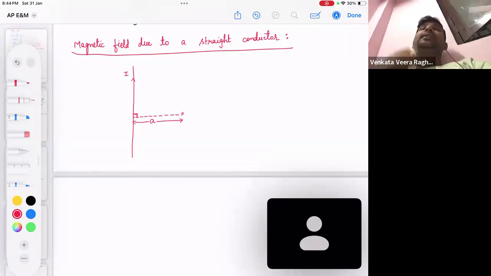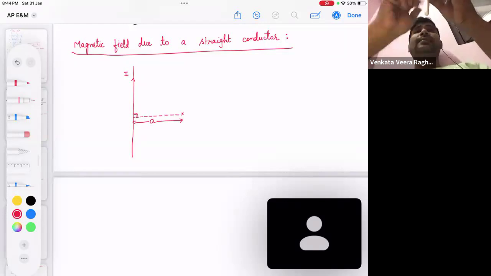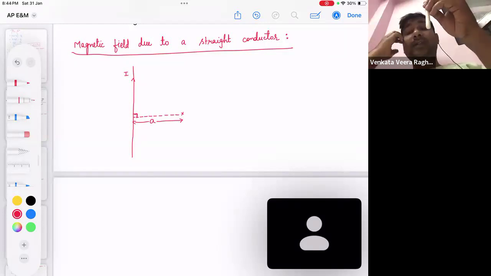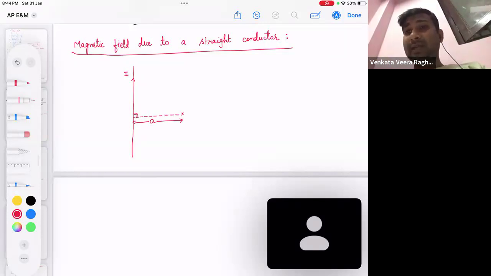Let's say this is a straight conductor having current in this direction. There is a point at a distance a from the wire. This a is the perpendicular distance. We want to calculate the magnetic field at this point.